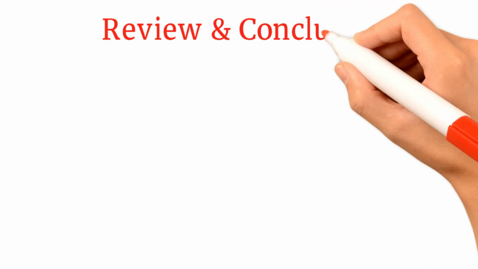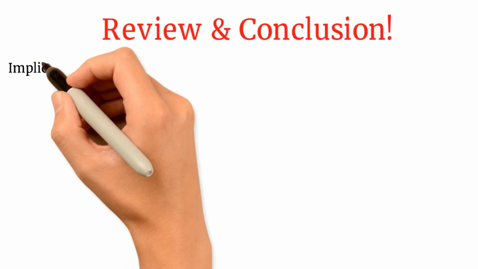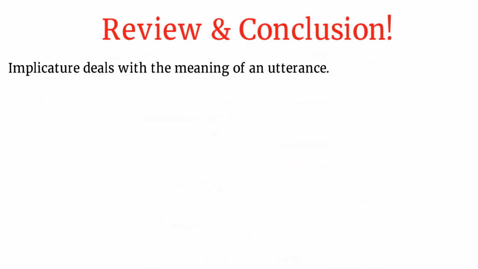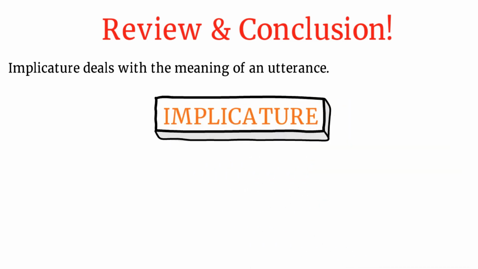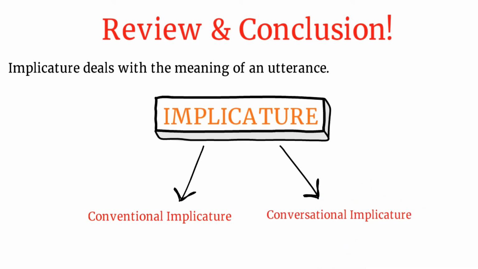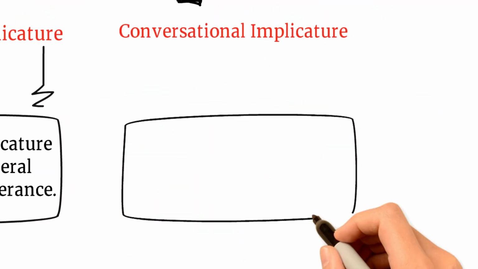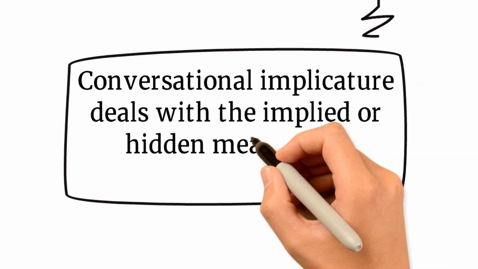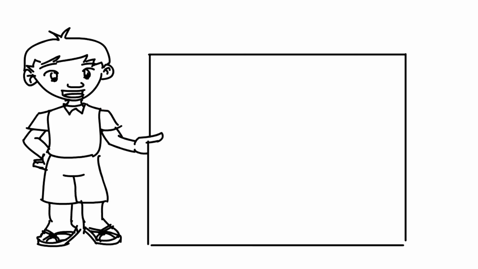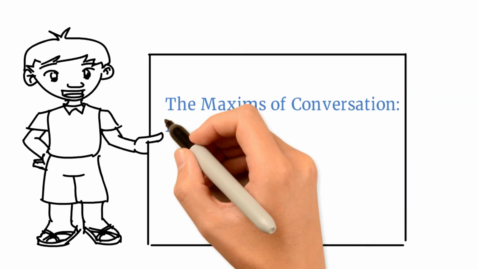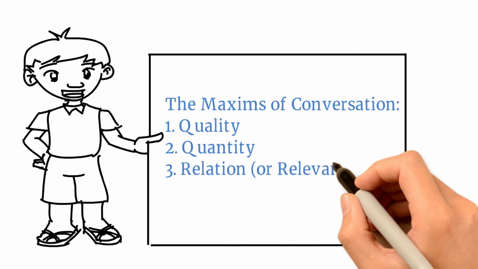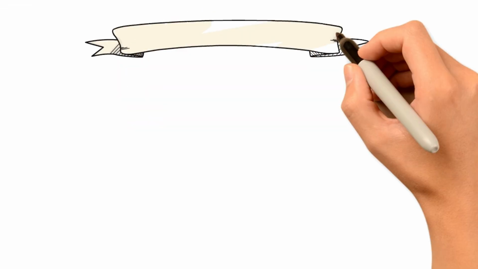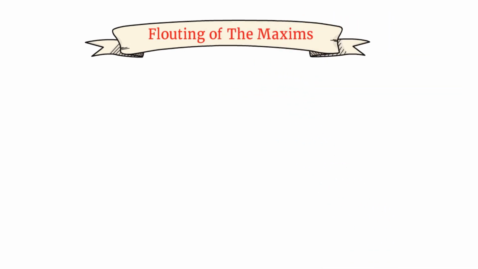Let's recap what we have learned above. Implicature deals with the meaning of an utterance. There are two different kinds of implicature: conventional implicature and conversational implicature. Conventional implicature deals with the literal meaning of the utterance, while conversational implicature deals with the implied or hidden meaning of the utterance. There are four types of maxim, which are maxim of quality, quantity, relevance, and manner. These maxims can also be flouted during a conversation.